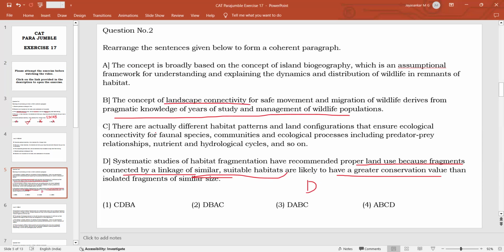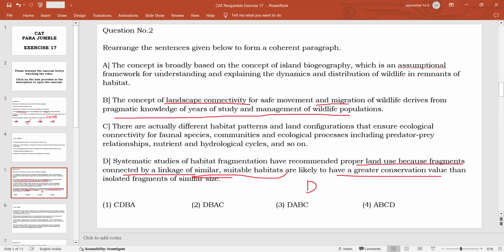So, the next sentence is justifying the first sentence. The next sentence should justify the first sentence, where it says that we need to have landscape connectivity. Why do we need landscape connectivity? Because this theory says that whenever there is landscape connectivity for safe movement and migration, it is going to be easy for management of wildlife operations. So through years of study, we have established this. That is why this concept is very much required.